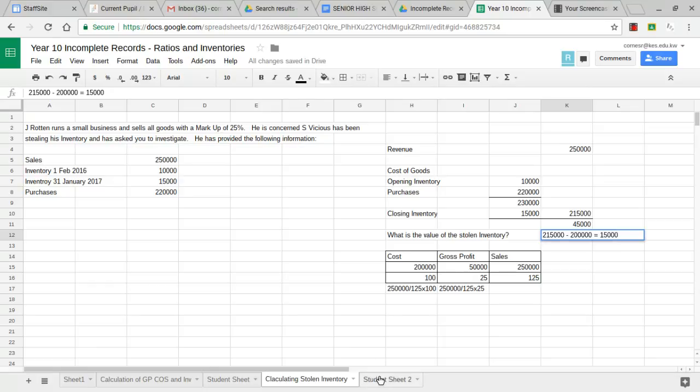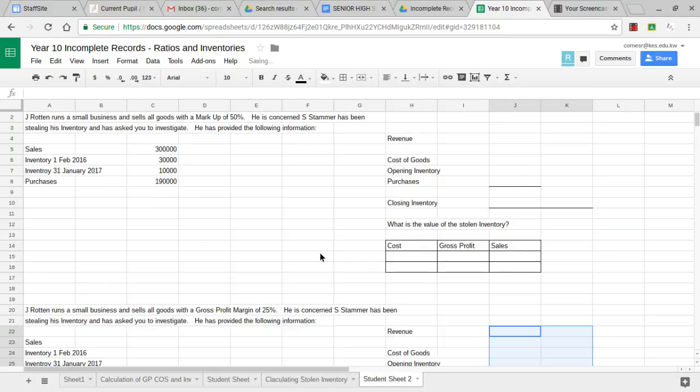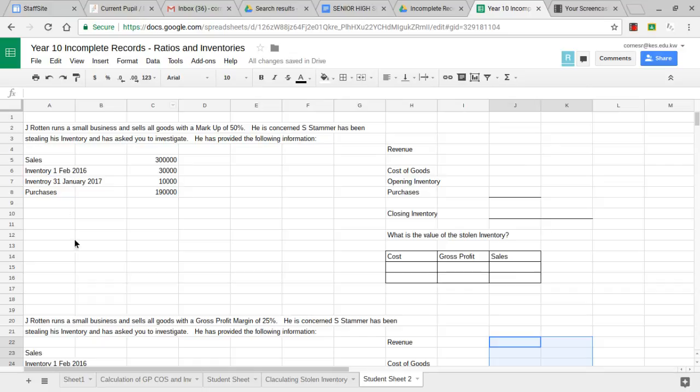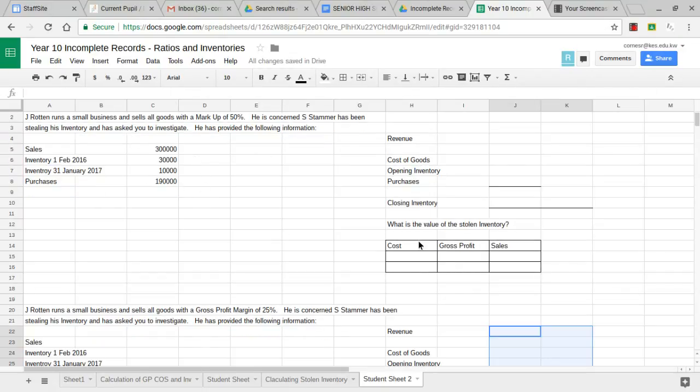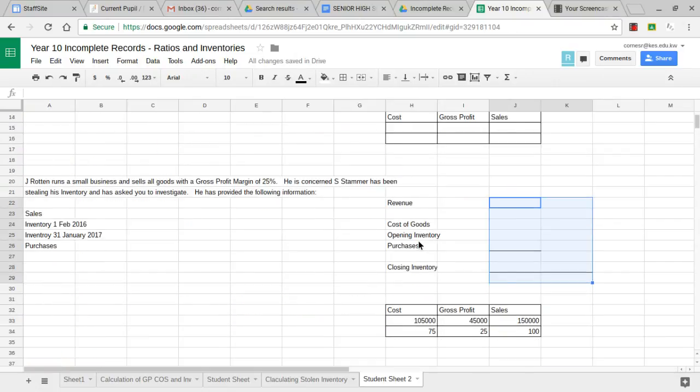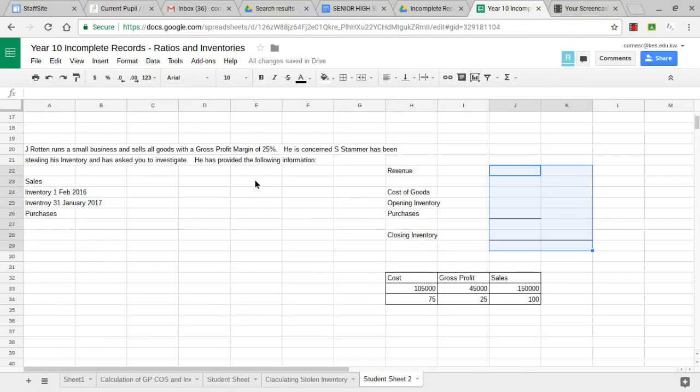A couple of questions for you guys to have a go at. I've done a similar type of question where we've got a markup and there's been some goods stolen or lost or not recorded properly. And I've also done a second question where you've got to use gross profit margin to do the calculations. So you need to think about what we did at the start of the video.